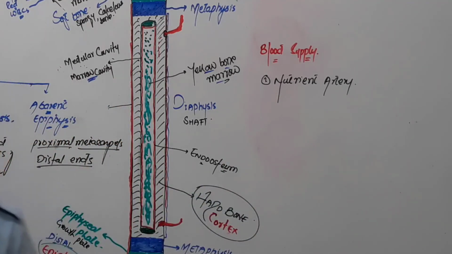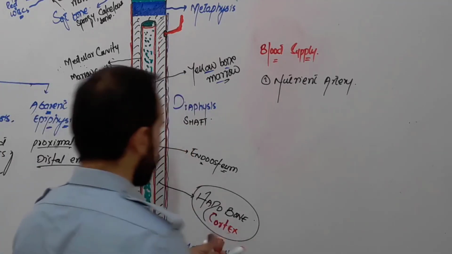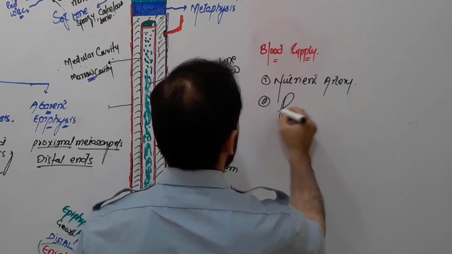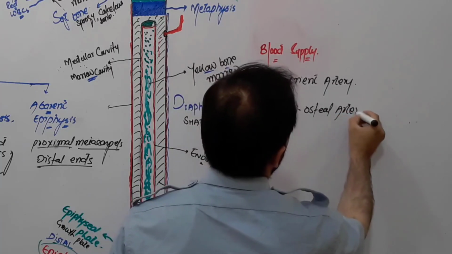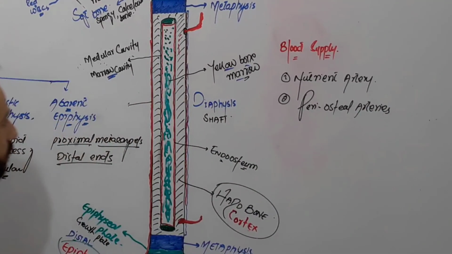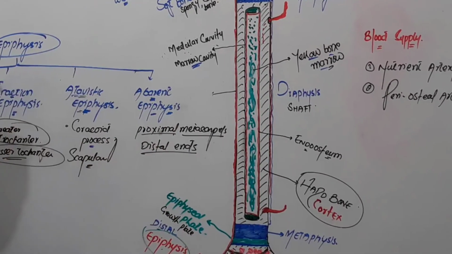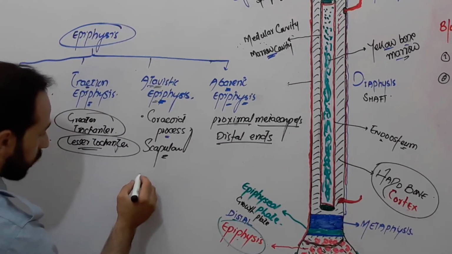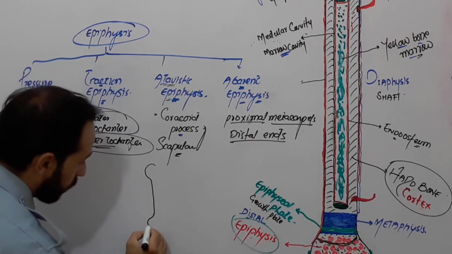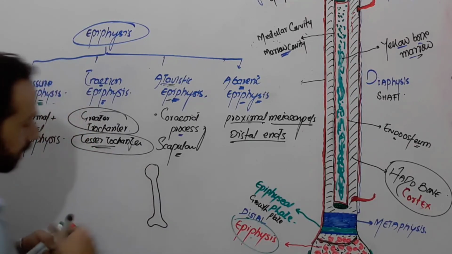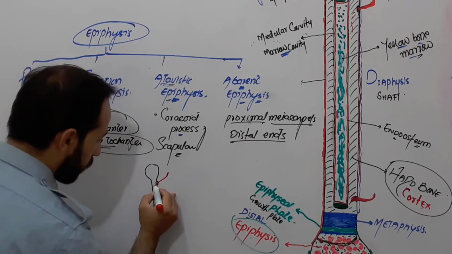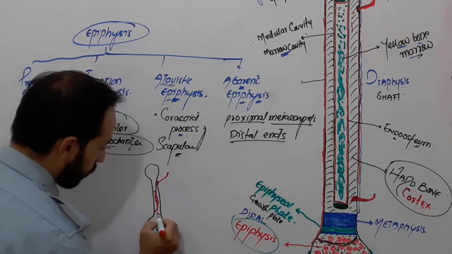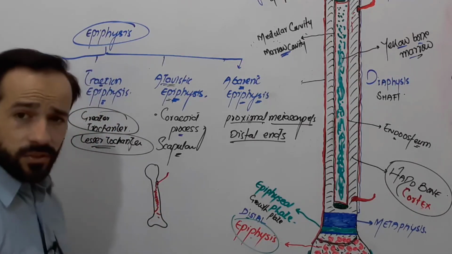right? Then they can also receive their blood from the periosteal arteries. The second group of arteries is the periosteal arteries, right? These are numerous arteries which are present around the bone. So let me draw a bone here. For example, this is a long bone, right? Here is the nutrient foramen, and through this nutrient foramen the nutrient artery enters the bone and gives branches here. This is the first artery, the big artery.